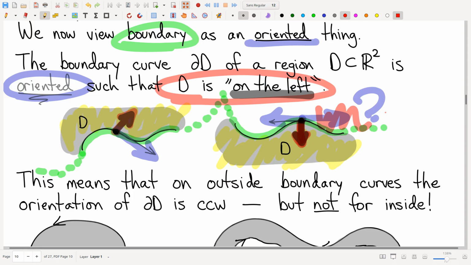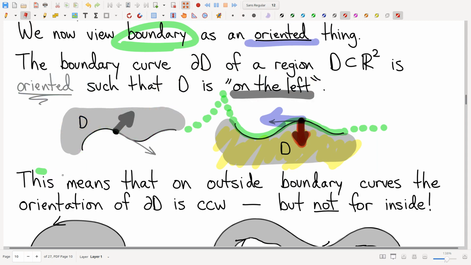Does that make sense? So D is the black arrow. It's not the green. Yeah, on the left, saying that D, the solid whose boundary I'm talking about, is on the left. Notice as I go in this direction, imagine me walking that way, then the yellow region is on my left. Is that cool? Arbitrary, but standard.